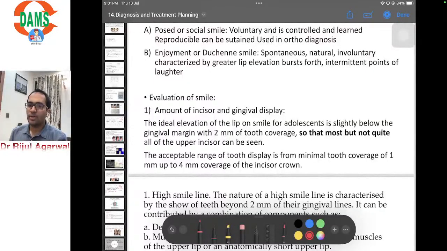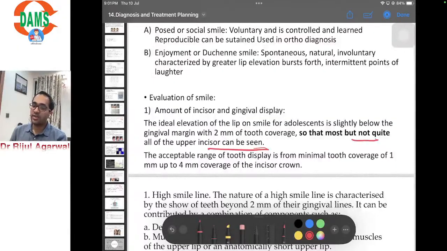Okay, so typically in adolescents it should ideally be slightly below the gingival margin with approximately 2 mm of coverage. Important line: most or all of the upper incisors can be seen. So these patients who come, if anyone has seen that our teeth are big, appearing big on smiling, you need to look at what the age is. If it's a youth or a child, it is normal. You won't start intruding or retracting it because it will give an aged appearance at an early age.